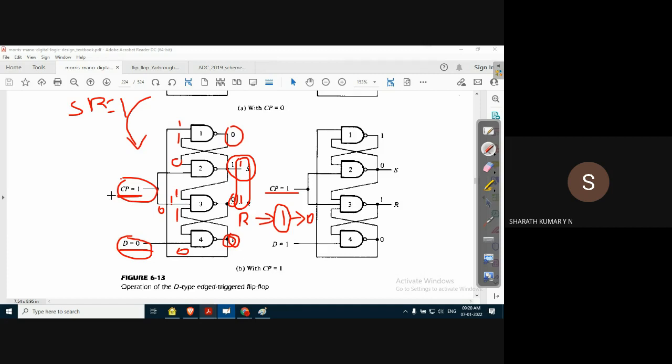Okay. So this is when clock pulse is 1. That is, clock pulse is 1. Okay. So because D is 0, what should be Q? Q should be set to 0 because it is a D flip-flop.